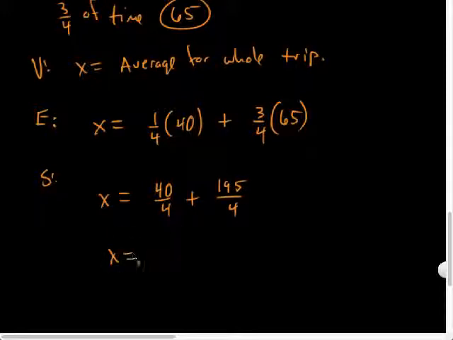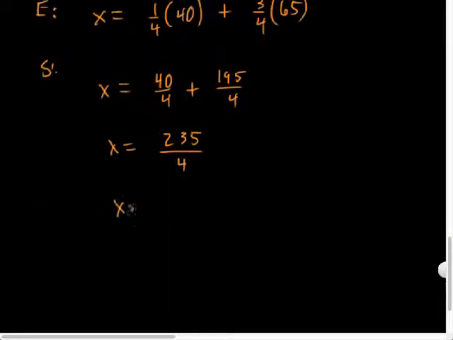And if I add those together, the numerators, because the denominators are the same, 195 plus 40 is going to be what, 235? Yeah. That's good. Right there. And I'm going to get x equals 235 divided by 4. Well, what do you know, 58.75.